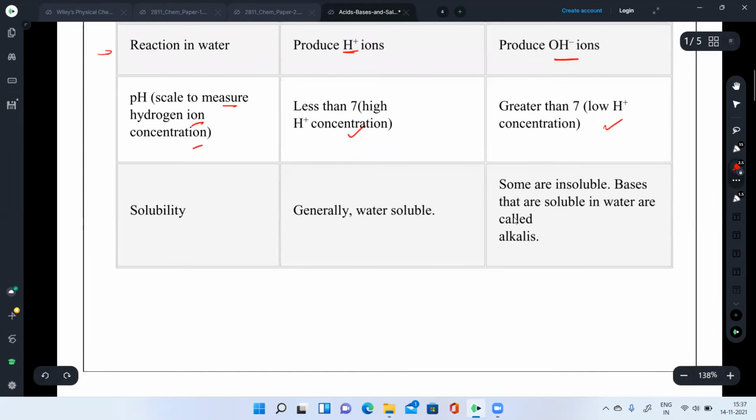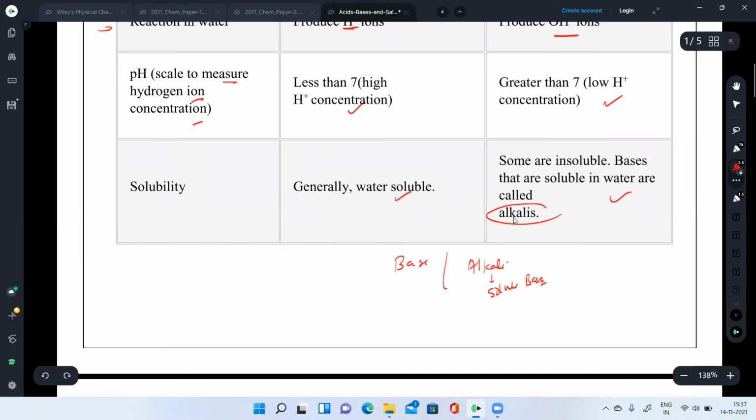Solubility: generally acids are water soluble, and bases are also. Exact 7 is neutral, that is water, or you can say salt. Now solubility: some bases are insoluble, but some are soluble. The bases which are soluble are known as alkali. That's the basic difference between base and alkali: alkalis are soluble bases, but insoluble bases are not alkali.